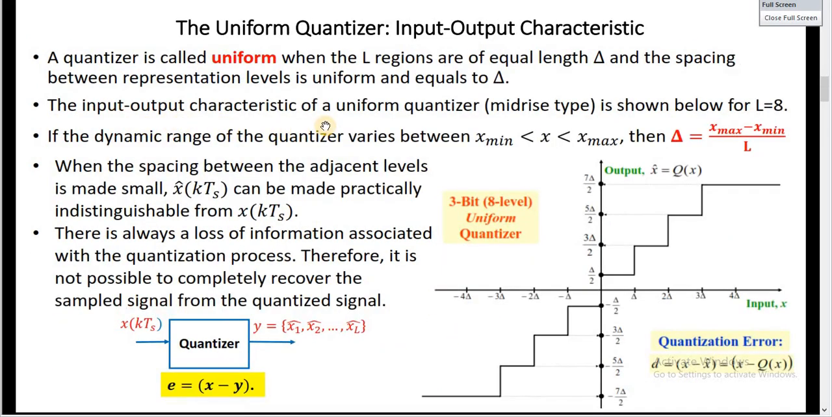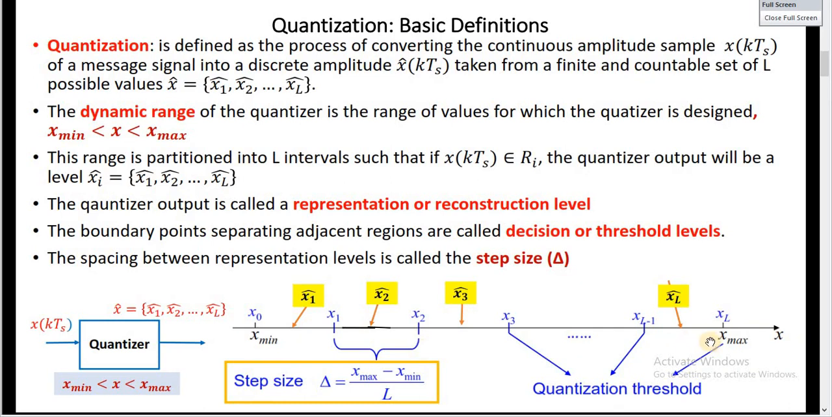The input-output characteristic of a uniform quantizer of the mid-rise type is shown below for L equal 8 quantization levels. The dynamic range of the quantizer varies between x minimum and x maximum, which means that delta equals x max minus x min divided by the number of levels L. Delta equals x max minus x min divided by the number of segments, and the number of segments is L. So this is the step size.